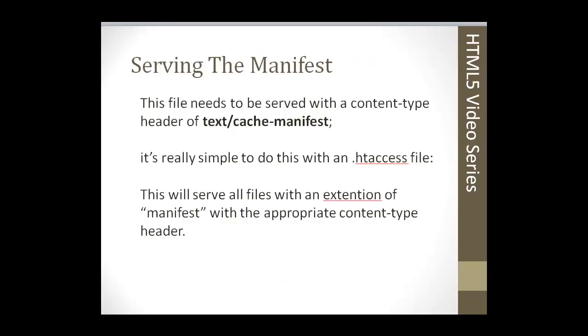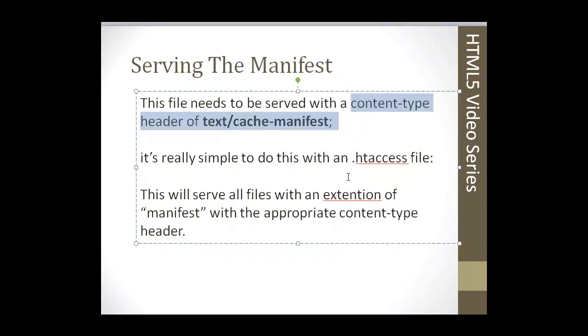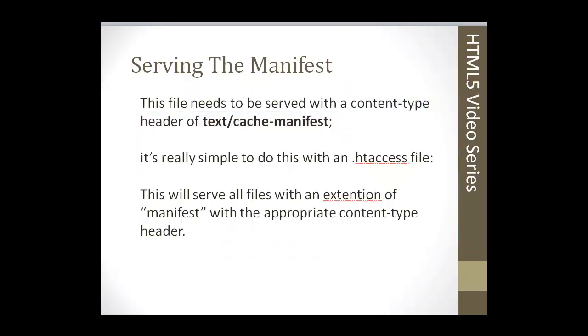Now, serving the manifest, we would do this. It has to be a content type header of text/cache-manifest, and you would do this in your .htaccess file on your server. So you would just add this line here, and it'll serve all files with an extension of manifest or appcache, whatever you choose for your text file extension.